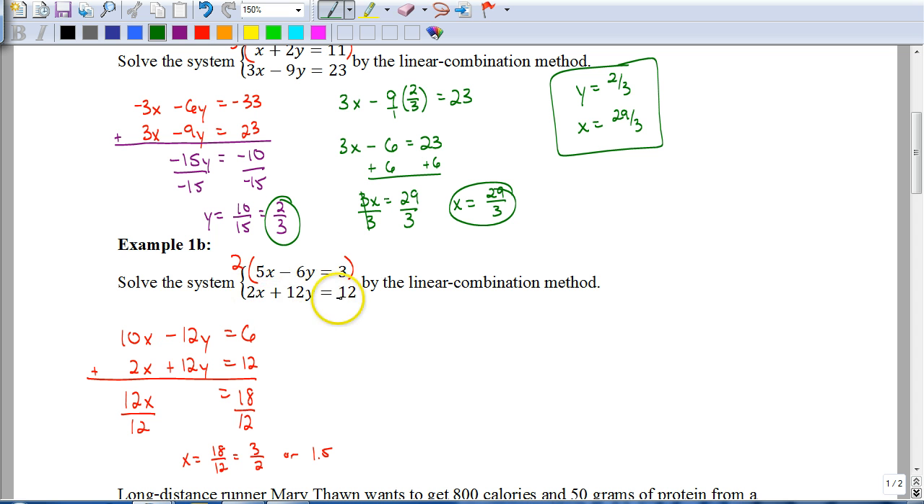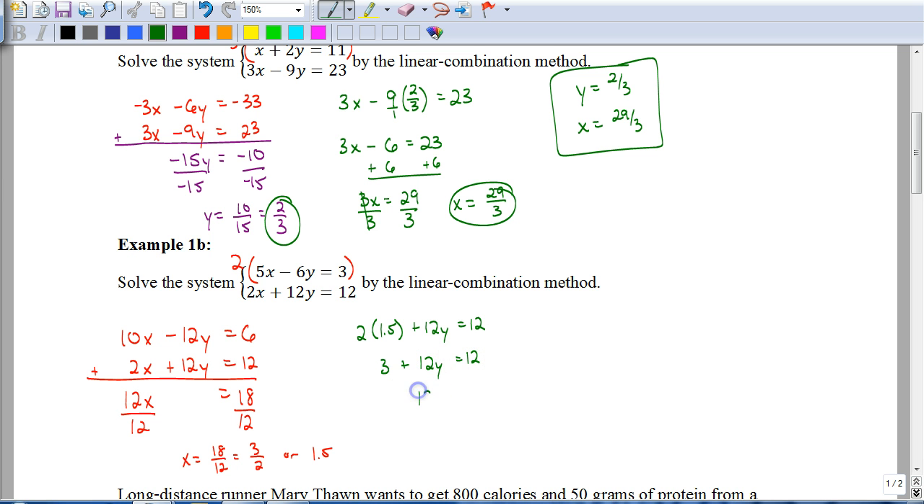I'm going to use the second one because that way, when I take 2 times 1.5, or 2 times 3 halves, it's going to give me an integer again and not a decimal, where if I put it in the first one, I'd end up with a decimal. So I'm going to do 2 times 1.5 plus 12y equals 12. Well, 2 times 1.5 would be 3.